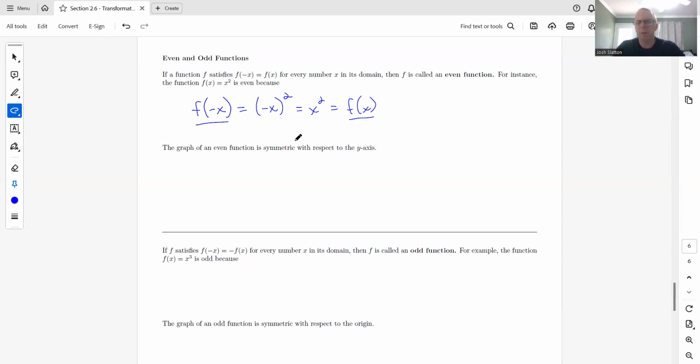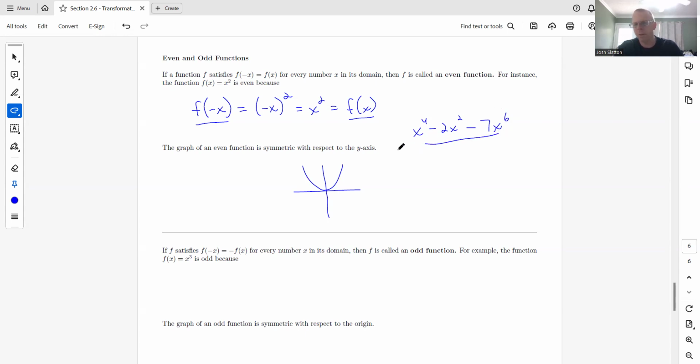The graph of an even function is symmetric about the y-axis. And of course, we know that x squared is symmetric around the y-axis. For the most part, this is true: if you have a polynomial and every exponent in the polynomial is even, this is an even function. So if you have, say, x to the fourth minus 2x squared minus 7x to the sixth, all of these exponents are even. This is an even function.